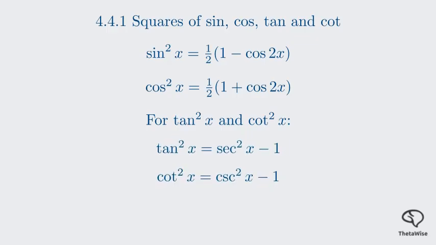Because secant squared x and cosecant squared x are direct derivatives of tangent and cotangent, respectively, which means they are standard integrals. By applying these four identities, we can transform any of these squared functions into a form we know how to integrate. Let's see them in action with an example.